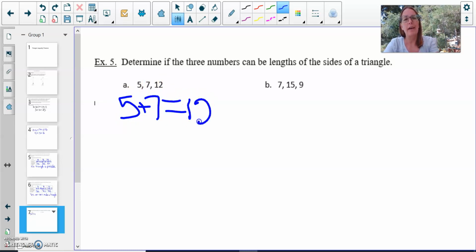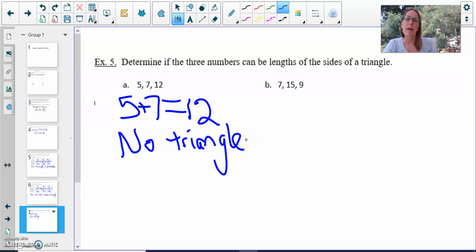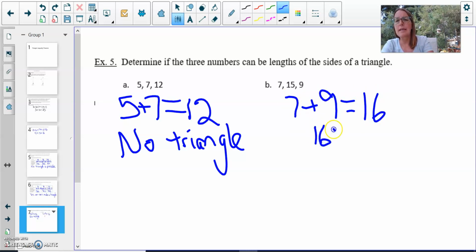and I get the exact value 12. It has to be bigger than the third side in order to make a triangle. So because 12 is not bigger than 12, that means we cannot make a triangle. Looking at part B, 7, 15, and 9. I'm going to add together my two smallest sides. 7 and 9 gives me 16. 16 is greater than 15, so that means yes, we can make a triangle.